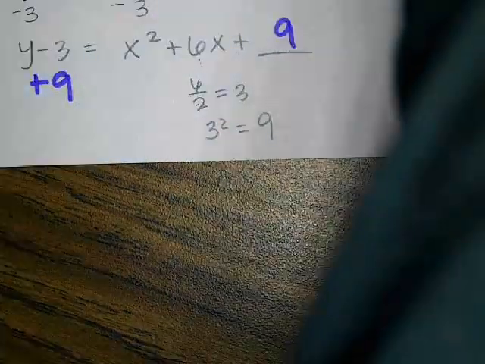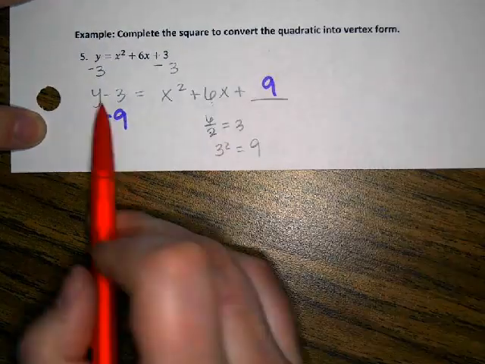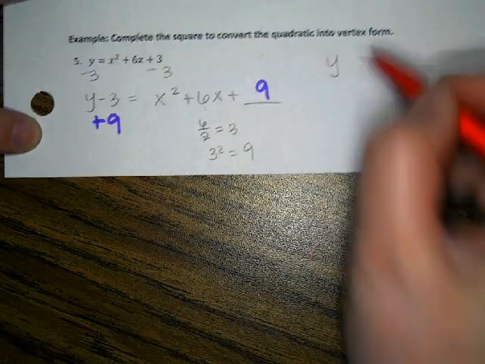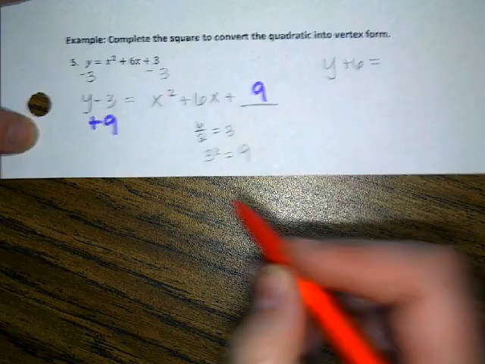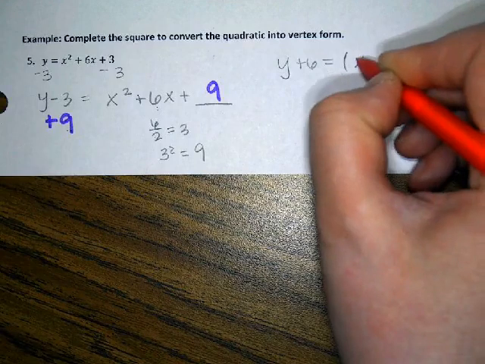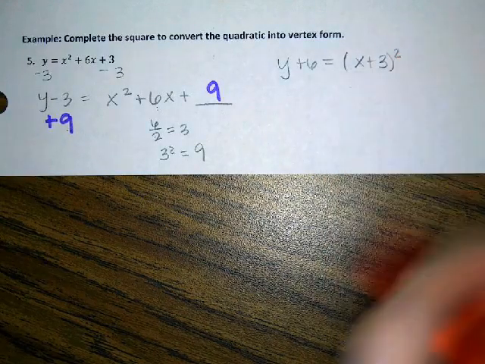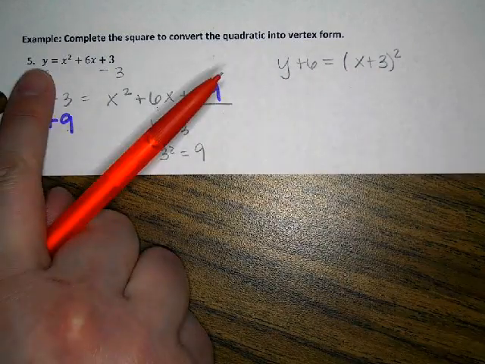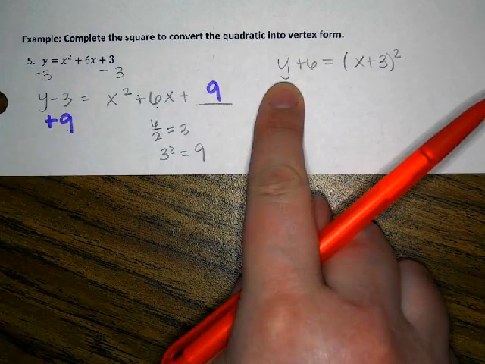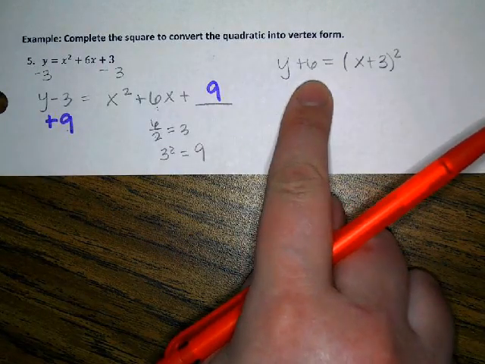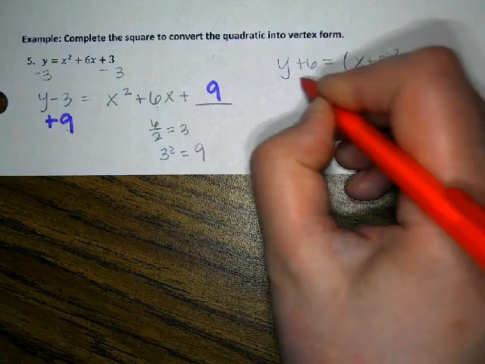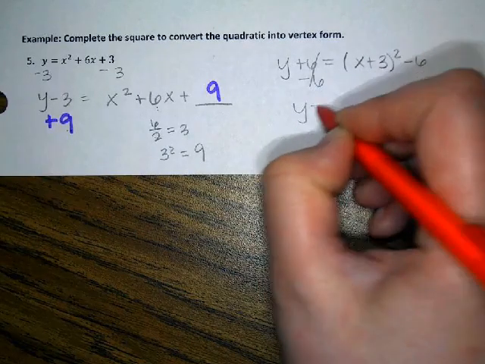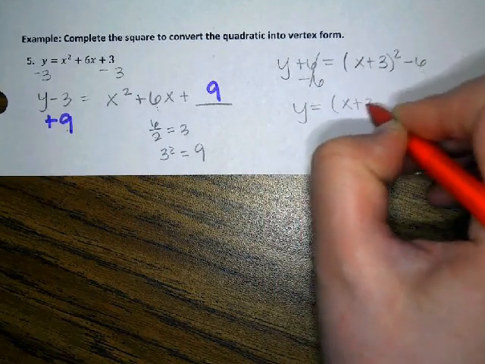We're going to write y, what's negative 3 plus 9? 6. y plus 6 equals, and then we're going to do the parentheses, x plus 3 squared. Now, if I want to go back like I had in the original problem and get my y all by itself, how could I move a positive 6? I could subtract it over to the other side. y equals x plus 3 squared minus 6. And I'm all done.